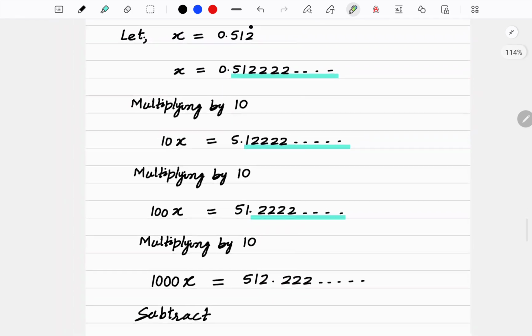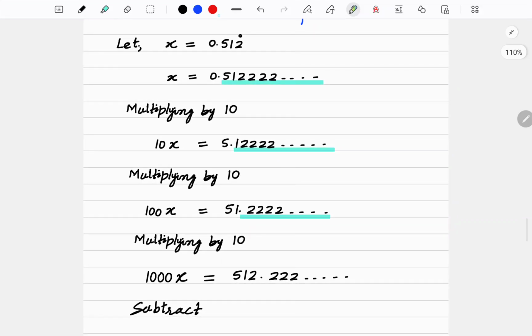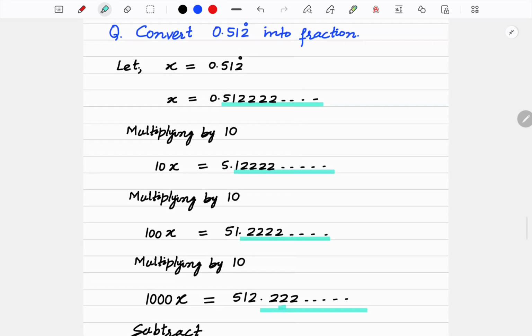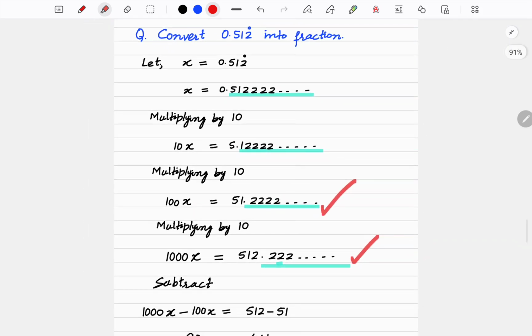Now observe which two series are the same. Here we have 0.222 and here we also have 0.222. These two series are the same. So we will subtract these two series because their decimal parts are the same. Our objective is to try to make the same decimal series just by multiplying by 10.